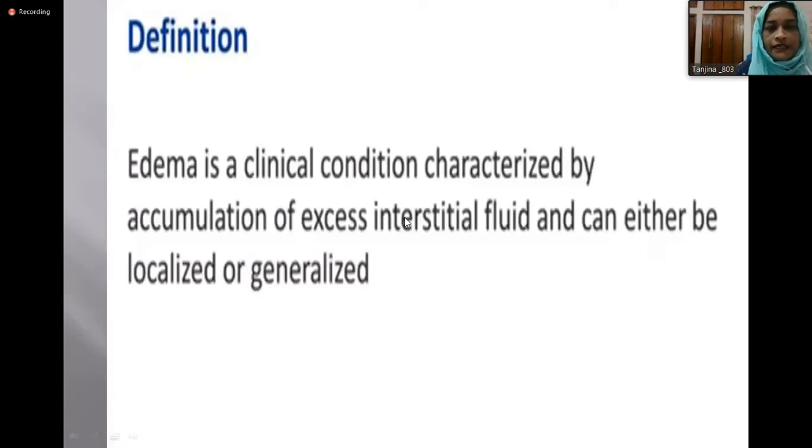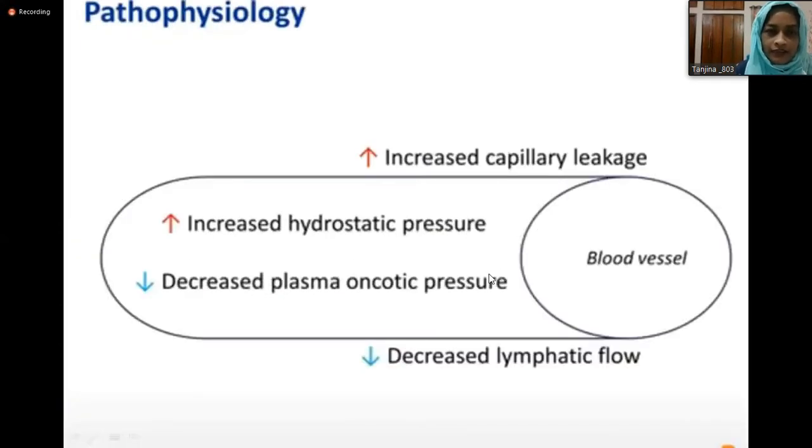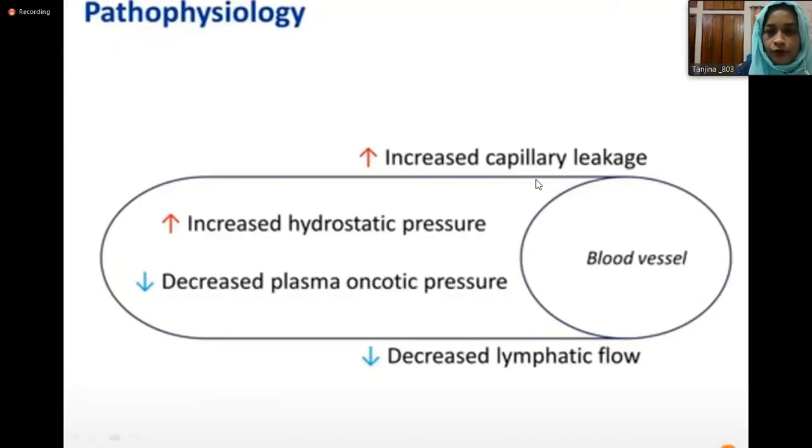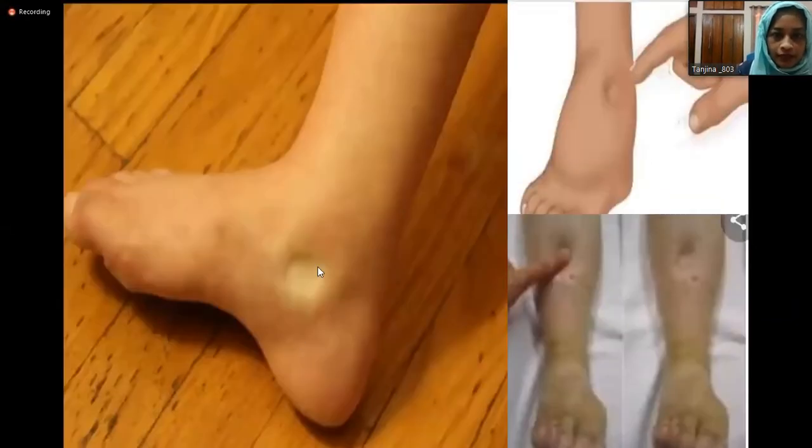Edema is a clinical condition characterized by accumulation of excess interstitial fluid and can be either localized or generalized. In the blood vessel, blood flow is maintained by the hydrostatic pressure and plasma oncotic pressure. In case of increased hydrostatic pressure and decreased colloid osmotic pressure, fluid shifts to the interstitium and causes edema. Edema is also caused by increased capillary leakage and obstruction of lymphatic flow. This is the common site of edema. This is the examination site: the medial malleolus, above the medial malleolus, and above the shin of the tibia.